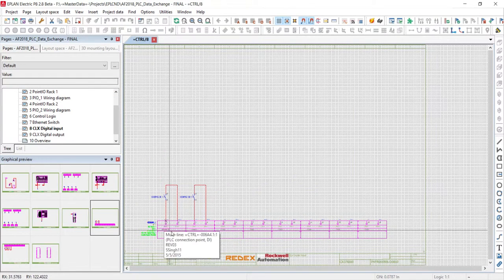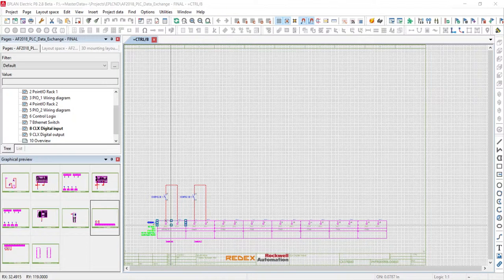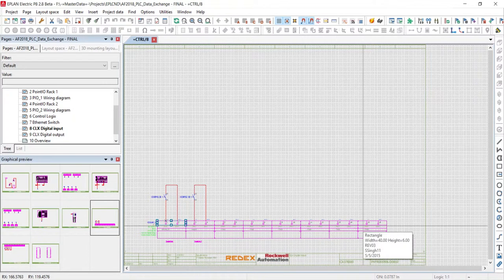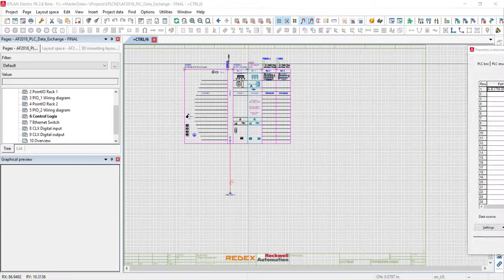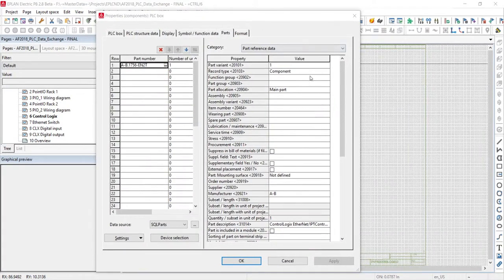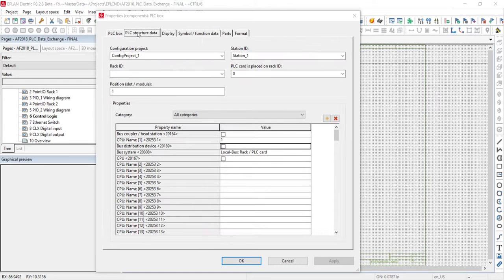So analyzing, looking at some of the hardware layouts that we may have. Of course, this is something that we need to look and be wary of. Of course, inside the information or properties pertaining to some of these devices, if I look at the PLC properties, the PLC box properties, we have some PLC structure data. There is some information here that is very crucial. Station ID, rack ID: where is the PLC card, where is it placed, and what rack ID.